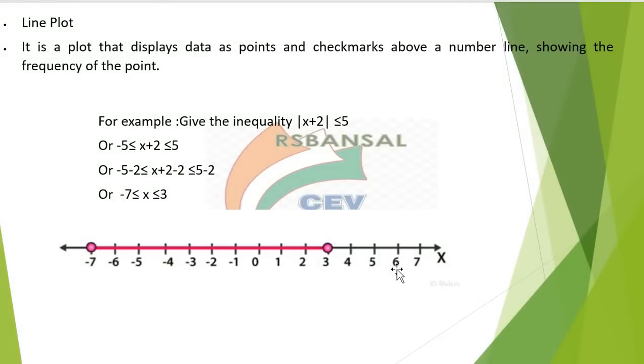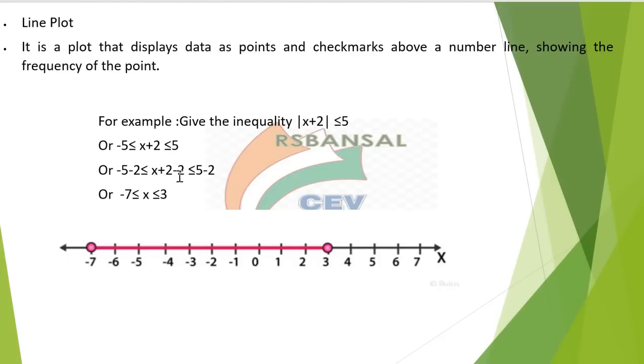The next type is a line plot. It is a plot that displays the data as points and check marks above a number line showing the frequency of the point. For example, we have an inequality |x + 2| ≤ 5. It means the value of x + 2 lies between -5 and 5. So we can write that x + 2 is greater than or equal to -5 but less than or equal to 5.